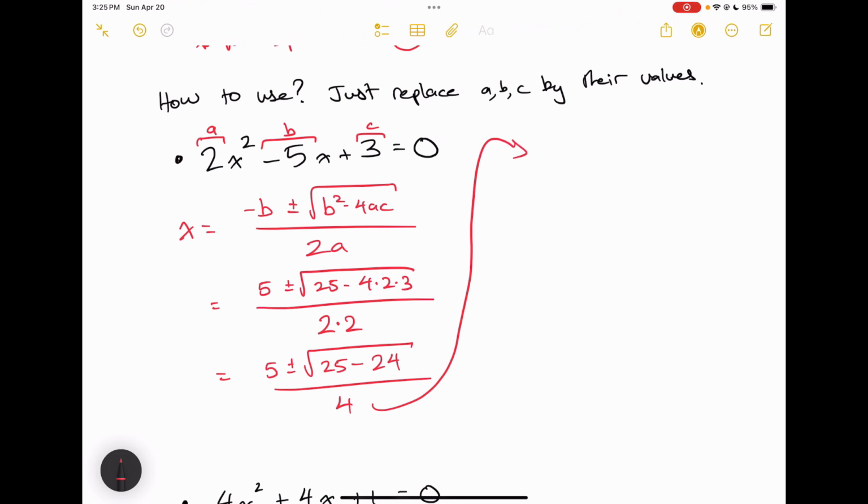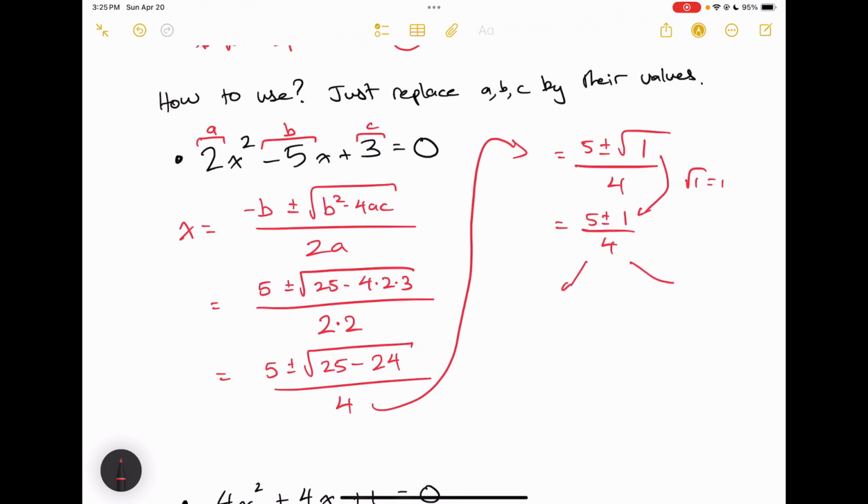I'm going to move to work up here. It's going to equal 5 plus or minus the square root of 25 minus 24, which is just 1, divided by 4. 5 plus or minus the square root of 1. We're going to assume it's just 1 in this case, because we already have a plus or minus. All divided by 4. So here, the square root of 1 is just 1.